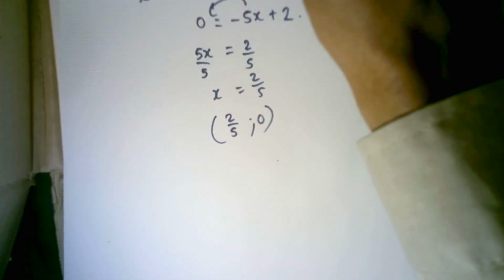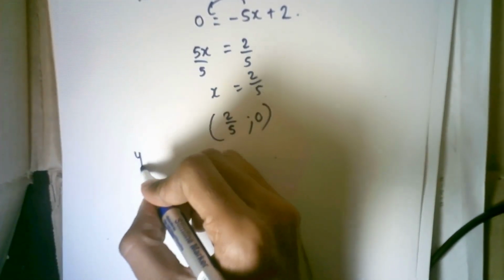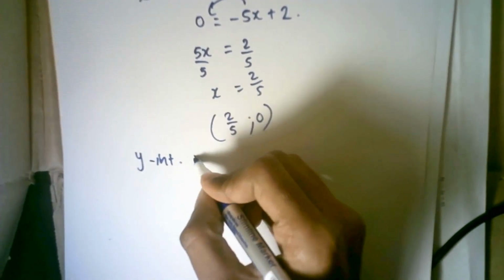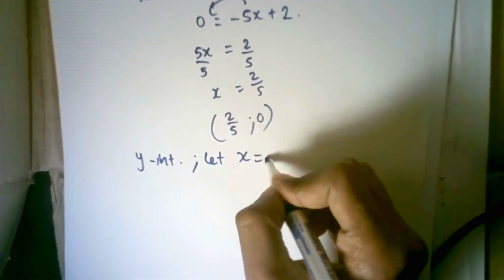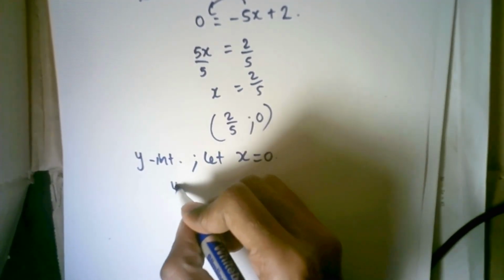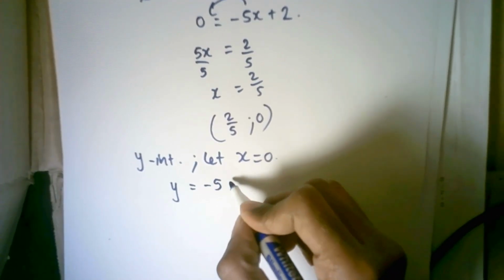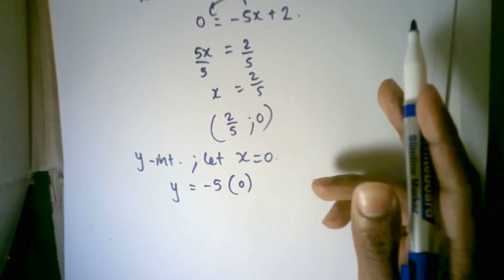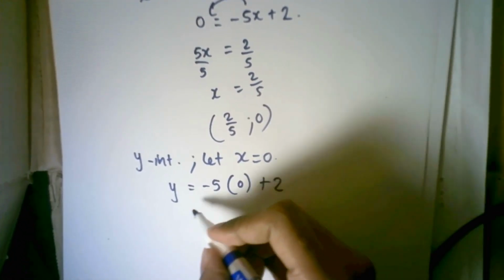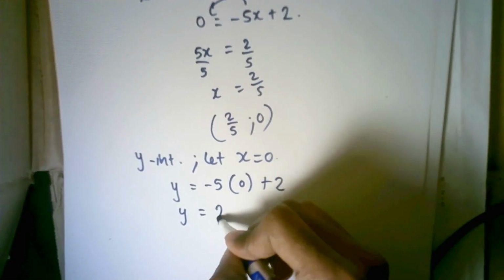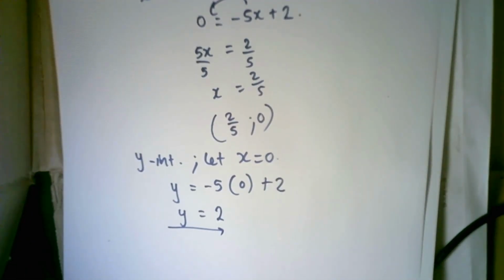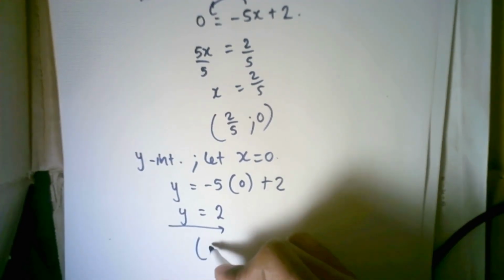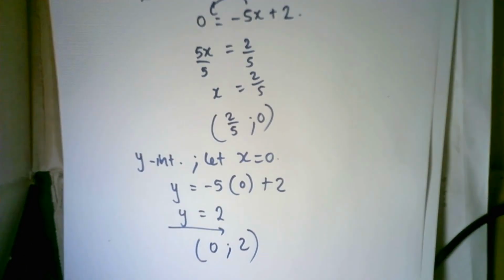Now, to find the y-intercept, you let x equal to 0. So it's y is equal to negative 5, I'm going to substitute 0 in the place of x, plus 2. Y is equal to 2, because negative 5 times 0 is 0. 0 plus 2 is 2. So the coordinate is 0, 2.